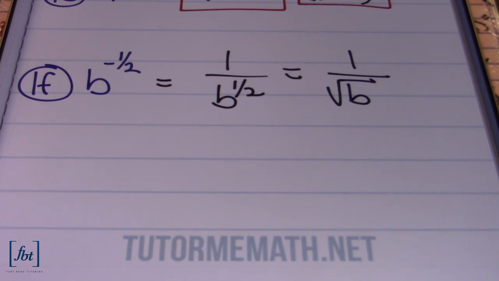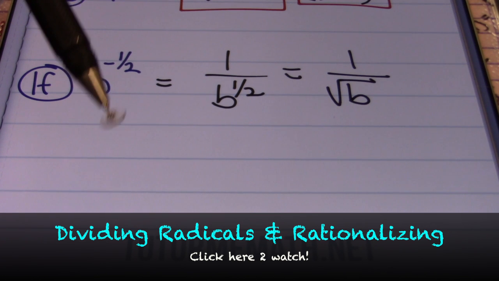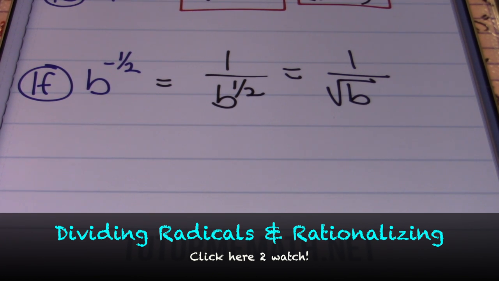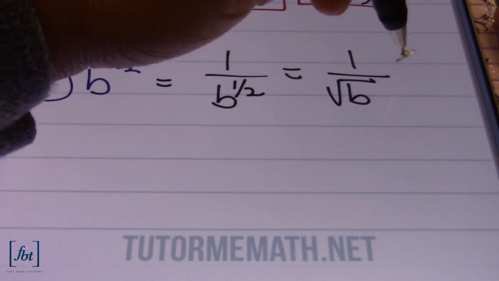But if you've ever dealt with radicals and square roots, then you know you don't leave a radical in the denominator. It's ugly down there. So you want to rationalize the denominator. If you need a refresher on rationalizing the denominator, check out this video here on rationalizing the denominator when you're dealing with radicals. I'm going to multiply the numerator and the denominator by the square root of b.